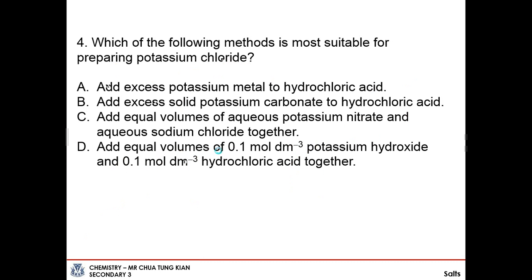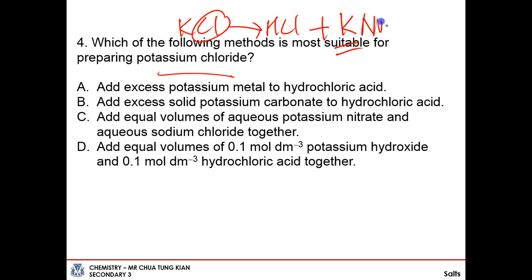Question number 4. Which of the following methods is most suitable for preparing potassium chloride, KCl? So we know Cl must come from HCl. The K component cannot be the metal itself because it is too reactive. So you must use K something, maybe potassium nitrate. So this method is confirmed wrong because it's the metal.